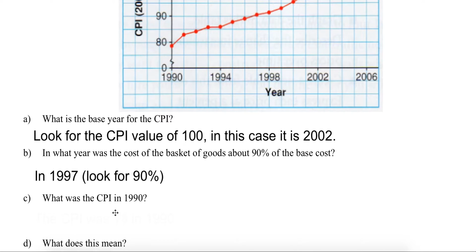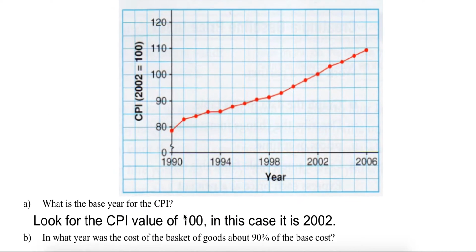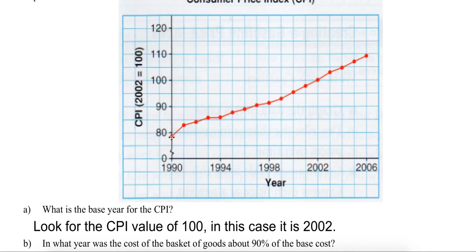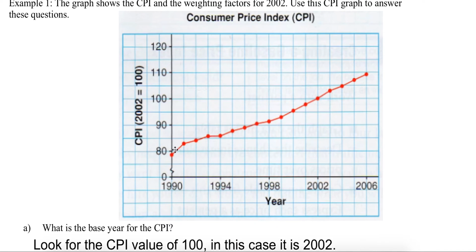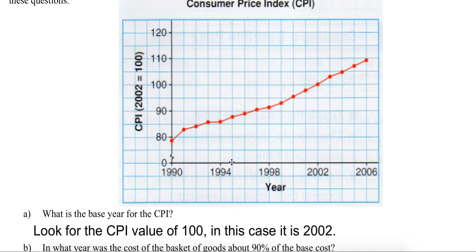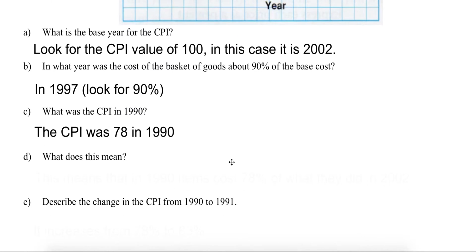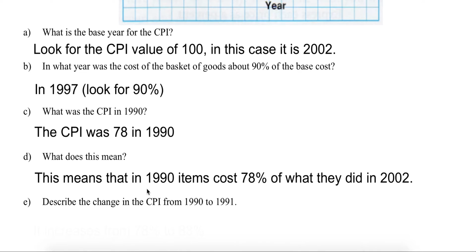What is the CPI in 1990? You're going to look at 1990, and you're going to see that it's about 78%. What that means is that in 1990, goods and services were about 78% of the price they are now, so 22% less. And that's the answer to this.